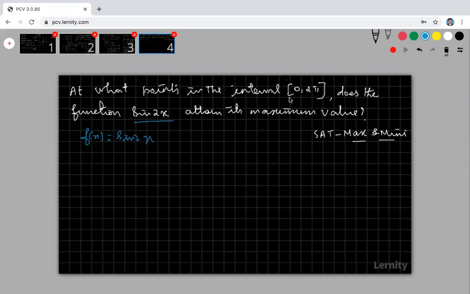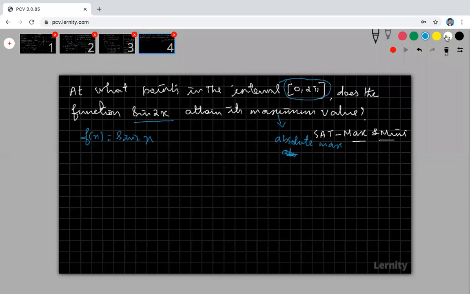If an interval is given, the question is about absolute maximum and absolute minimum. If the interval is given and you find the maximum or minimum in that particular interval, it means find the absolute maximum and absolute minimum in this interval. Here the question is only maximum.